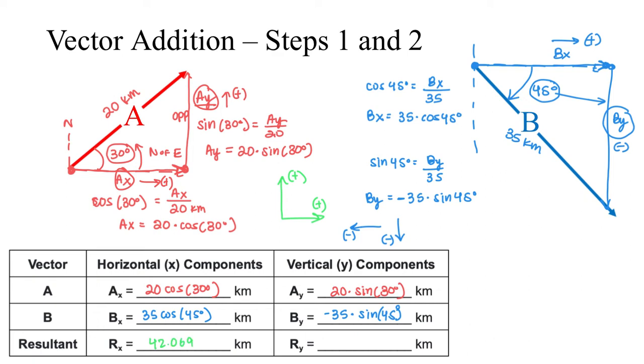And I'm keeping several decimal places because I'm going to use this again for calculation and I don't want any rounding error. And then if I add my vertical components, so 20 sine 30 plus negative 35 times sine 45, I will get negative 14.749 kilometers.